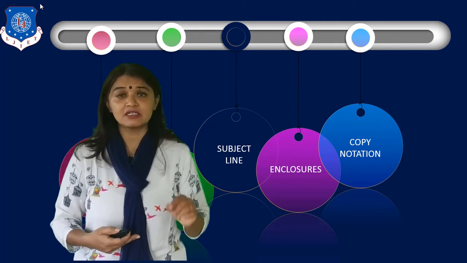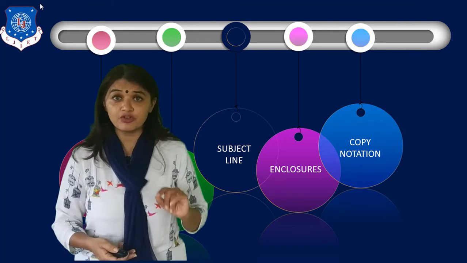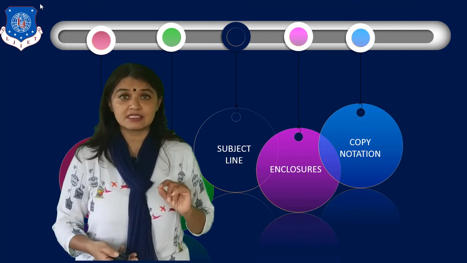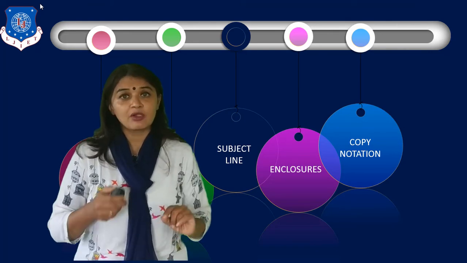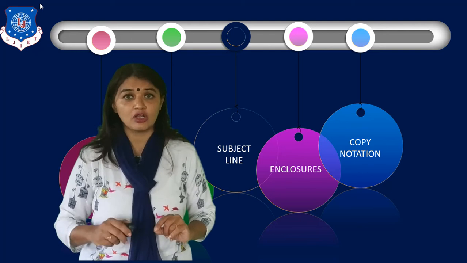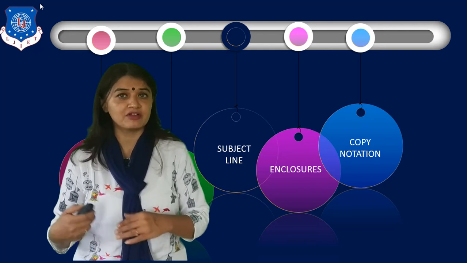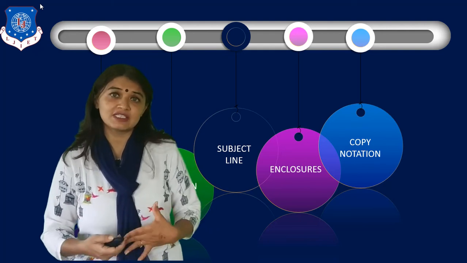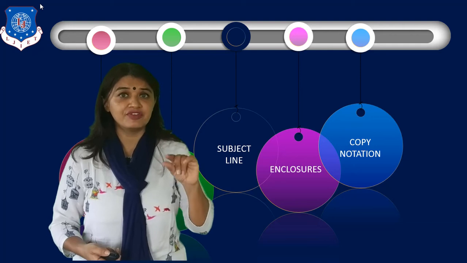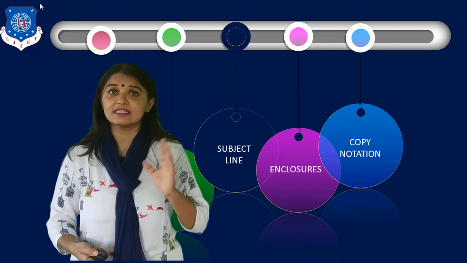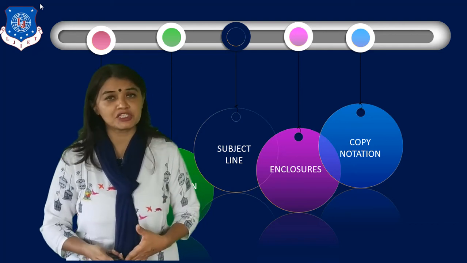So it includes the names of those people. So how is it written? CC is written, and the full form of CC is courtesy copy. So you will write down CC, colon, and the names of people to whom you have sent. Now you all must have seen in emails that there is a field of CC. So that is exactly the same as this copy notation.